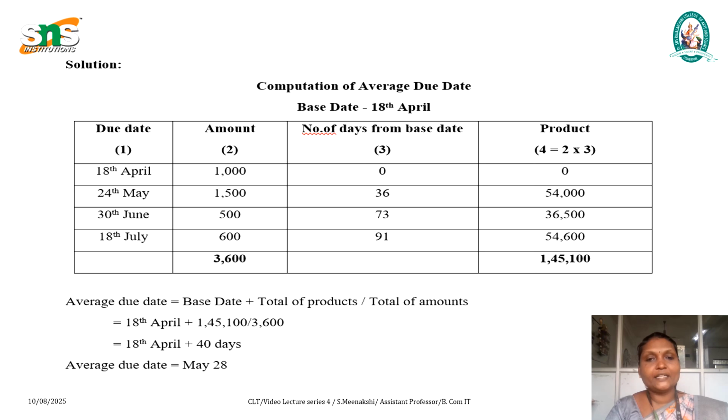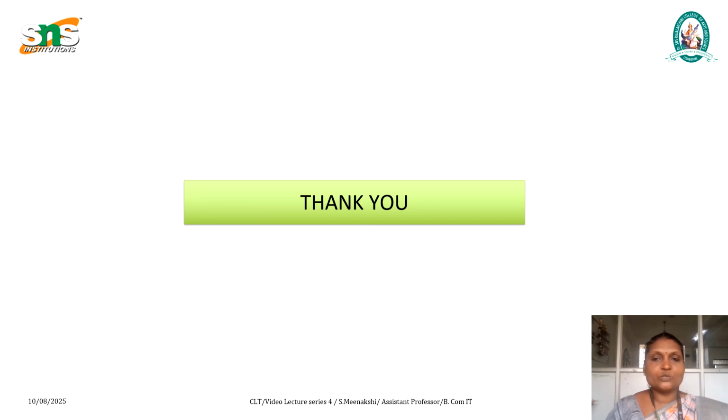The base date is 18th April, which is considered as the earliest date given in the list of due dates. Now we divide the total of products, 1,45,100, by 3,600, so that we get 40. So we have to add 40 days to the base date, 18th April, which can be done with the help of separate rough work, so that we get the average due date as May 18th. So these are the main things which have to be considered while calculating average due date. This is how we calculate average due date. Thanks for listening.